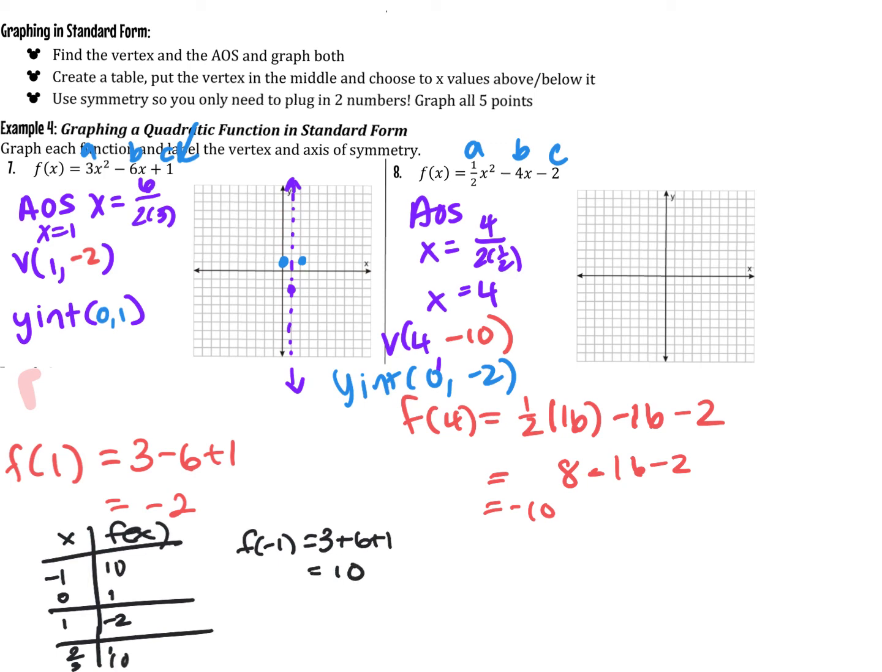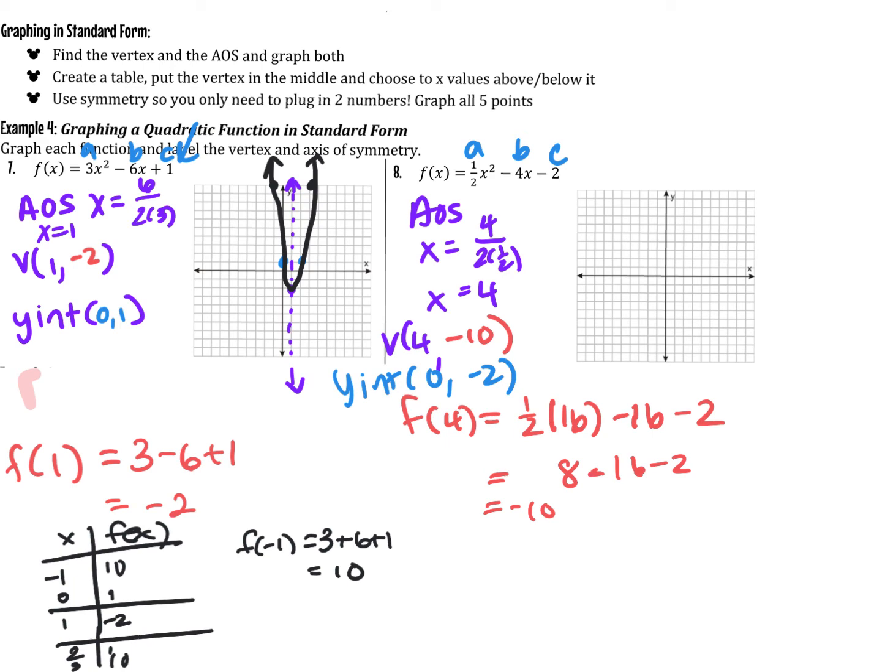And I can reflect that point. So I'm going to plot the point (negative 1, 10), and I'm going to reflect that over to the other side. And now I have 5 points, so I can connect my graph. And I can make sure that my graph has arrows.